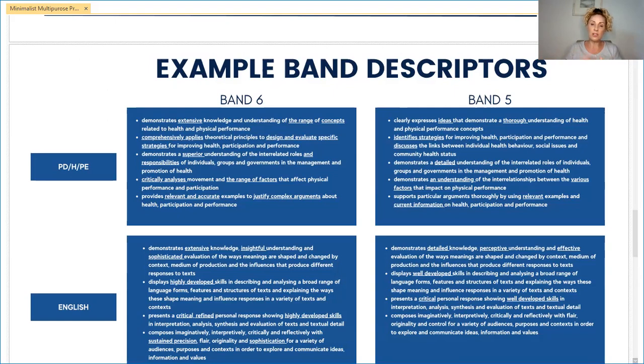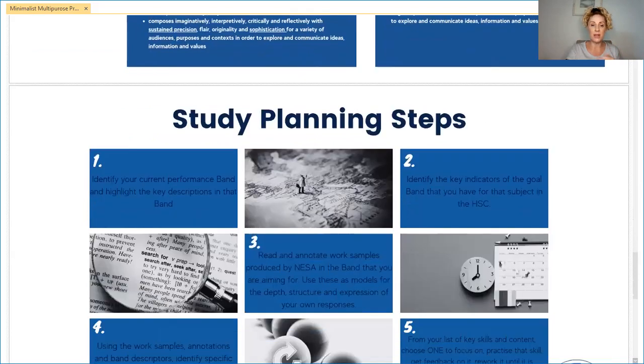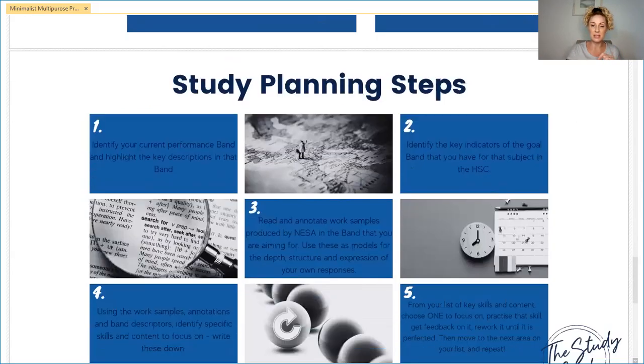And so I can use those standards referencing materials and those high range sample responses to help give me an understanding of what those words mean for every single subject, because they are produced for every single subject. So how do we use that? How do we apply that to our study planning and our study steps?